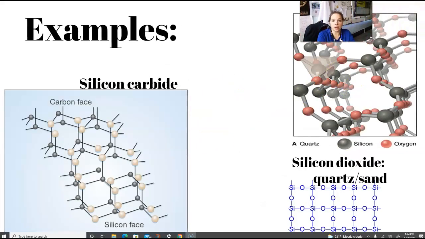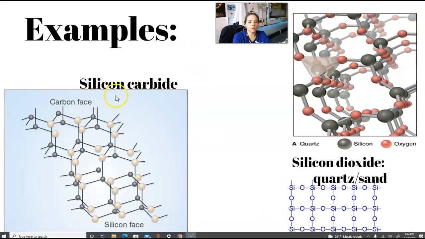So some examples. You've got silicon carbide. And looking at this, you have the carbon face and you have the silicon face. And this forms a network solid, along with silicon dioxide, like quartz or sand. That is also a covalent bond, but it's a network solid. It's a solid. It's got like a lattice type shape to it.